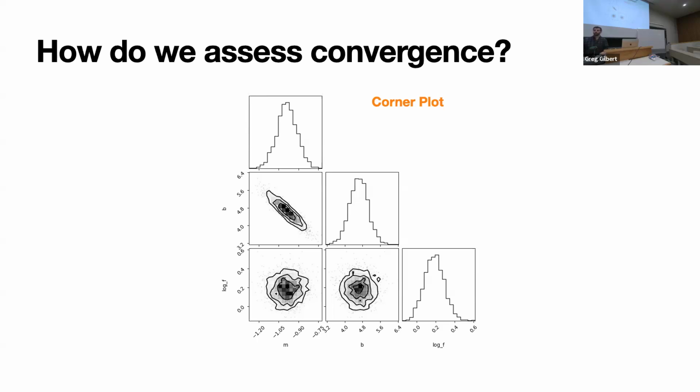What you don't want to see are places where it looks like the sampler has gotten stuck. So if you see in the 1D histogram a sharp peak somewhere where it looks like the sampler may have gotten into a local minimum and not gotten out of, that's bad. You want your corner plots to look smooth and well-behaved. Questions on corner plots?